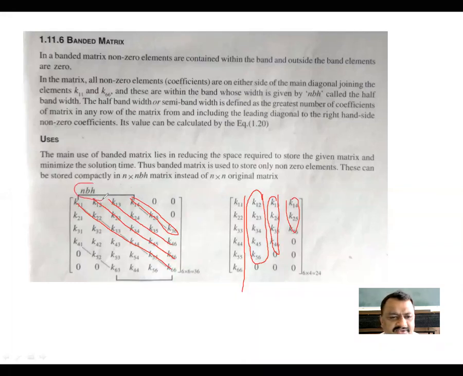So NBH is the banded matrix half bandwidth. We always call it half bandwidth because whatever lies on the right side of the principal diagonal elements will be the same on the left side of the principal diagonal elements. Always it is a square symmetric matrix. Stiffness matrix is what? It's a square symmetric matrix. The elements on either side of the principal diagonal elements are symmetric, and also it is a square matrix.